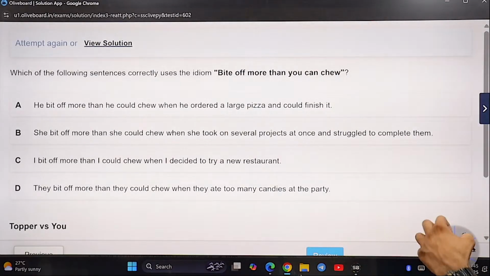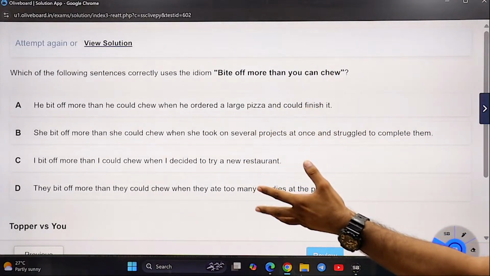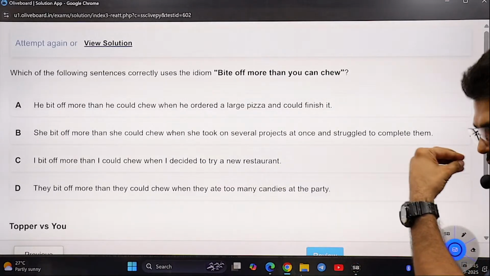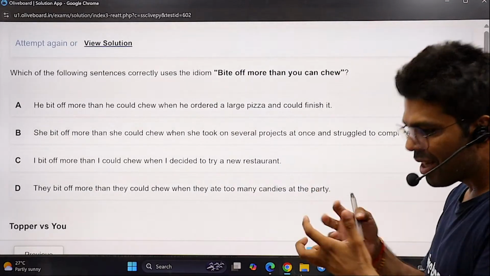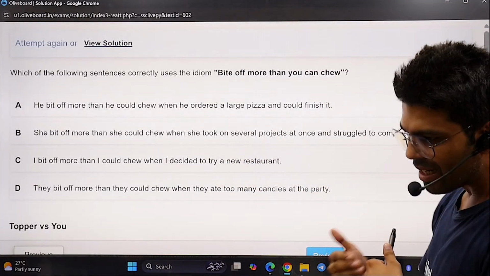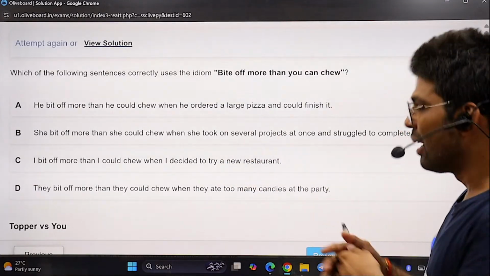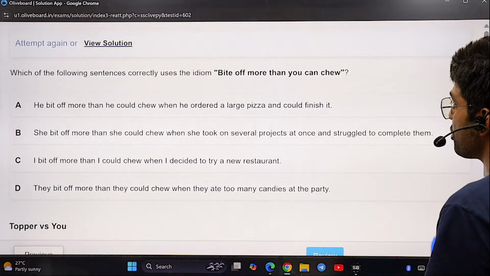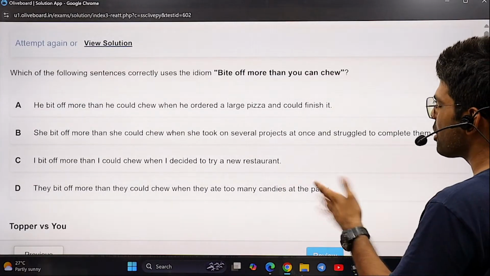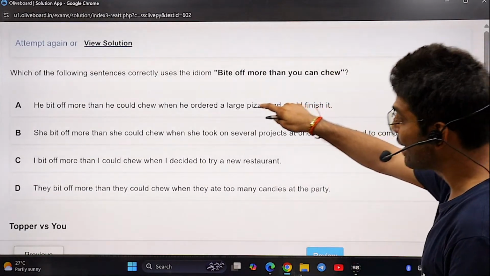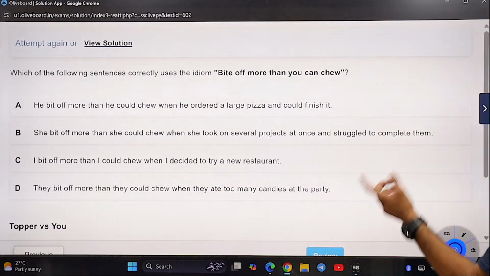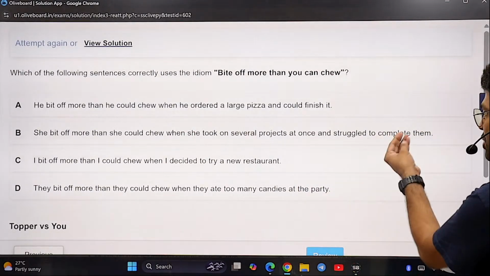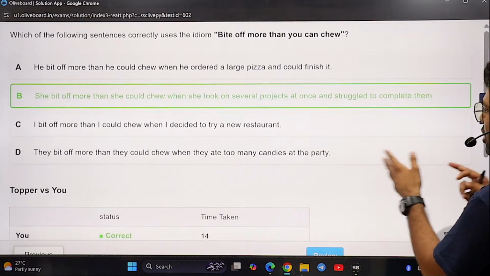Bite off more than you can chew. You can feel this. If you bite off more than you can chew, you are not able to do one thing properly. If you take many tasks that you can't handle, you bite off more than you can chew. He bit off more than he can chew when he ordered pizza. First of all, idioms don't have that literal sense. She bit off more than she could chew when she took on several projects at once and struggled. Exactly, that's the meaning. Need not check the others.